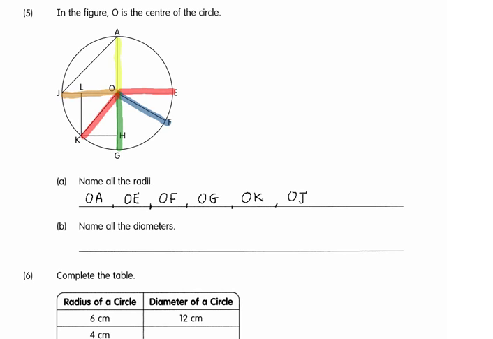Okay, now let's look at the diameter. Looking at the diameter, we'll start from one end to the other. Is there any more diameter? No, right? Correct. So we have AG, and the next one will be EJ.